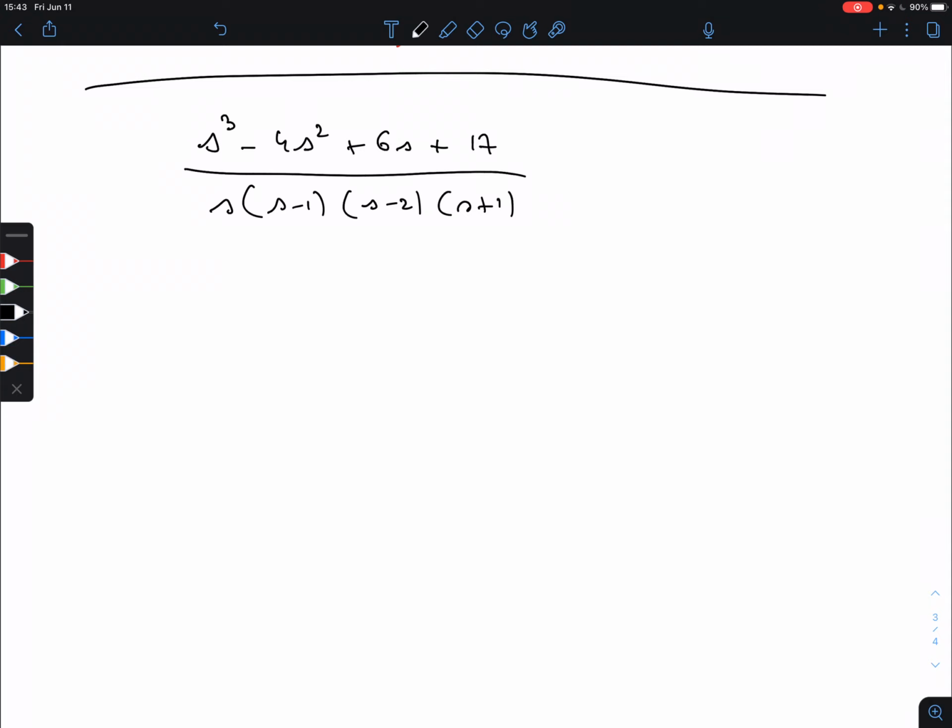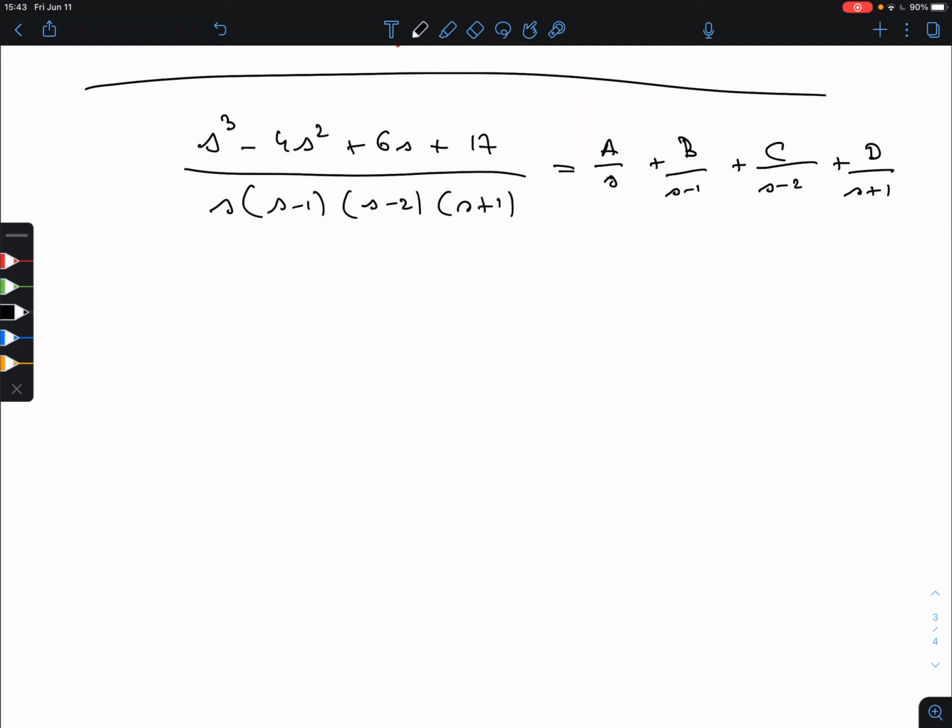So Heaviside's method applies. I'm going to find the inverse Laplace transform of this rational function using Heaviside's method. So I know that we have a over s plus b over s minus 1 plus c over s minus 2 plus d over s plus 1. You see that if you had to do the original method, it's still a little bit of ugly calculations, right? And you could get messy and make mistakes.